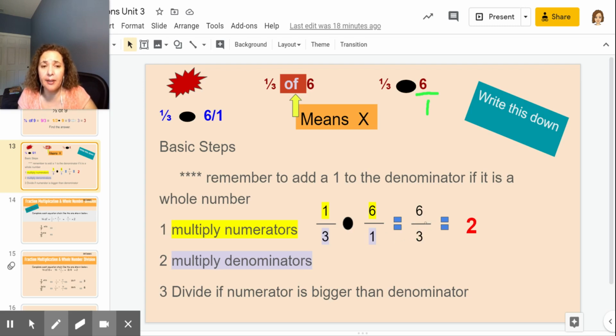Then I'm done. But if your numerator is bigger than the denominator, here's my numerator, it's bigger than the denominator, then I must divide. What's 6 divided by 3? 2. Simple as that. Okay? That's it. That's how you multiply fractions. All right, so pause the video and make sure you write these steps down.